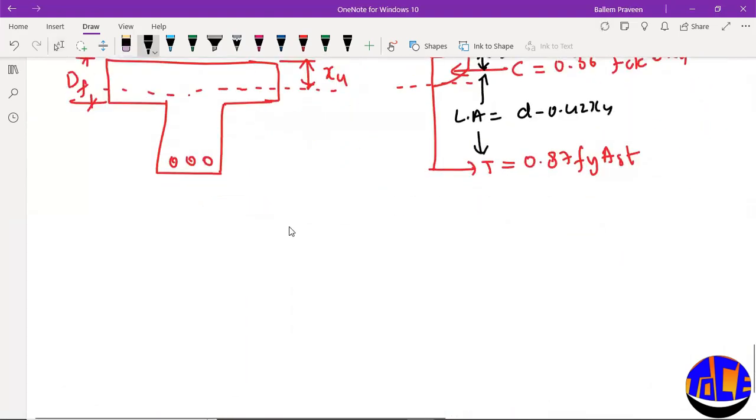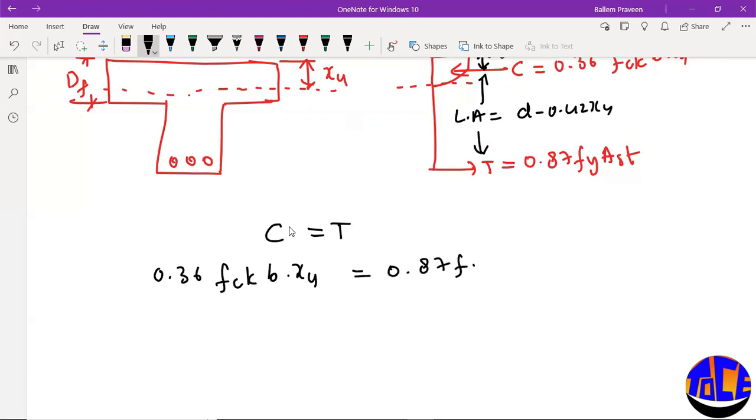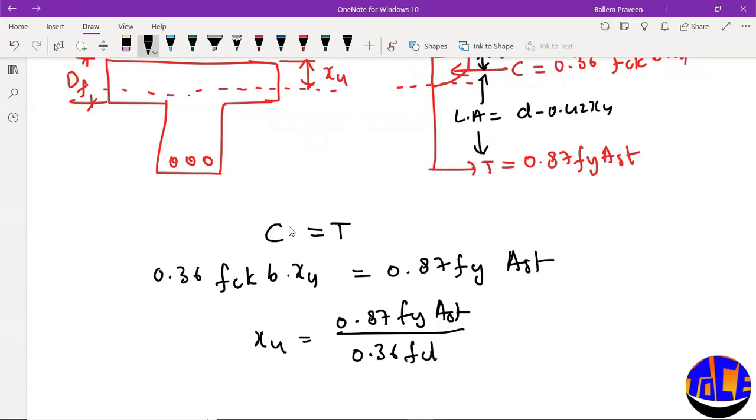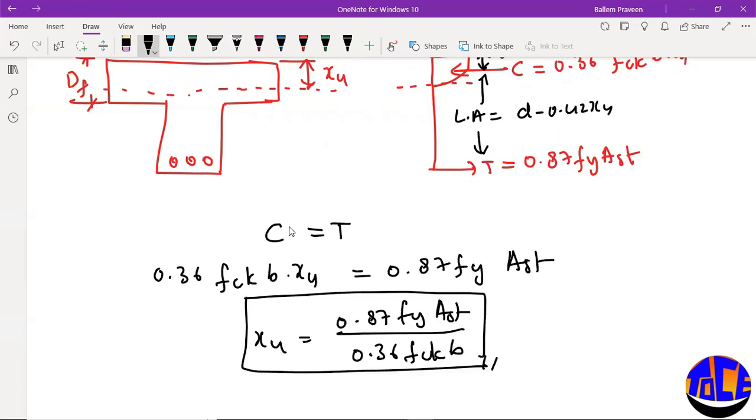For a singly reinforced rectangular section, how will you find out xu? By equating C with T. By equating both the forces, we can find xu. C is 0.36 fck b into xu, equated with the tensile force 0.87 fy into Ast. So xu will be 0.87 fy into Ast divided by 0.36 fck into b. Using this formula, we can find out the neutral axis.